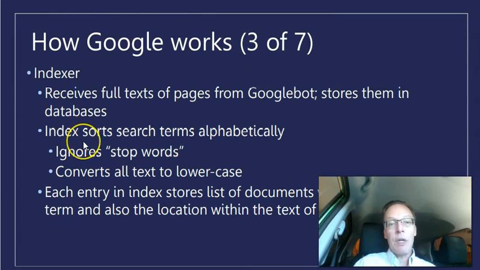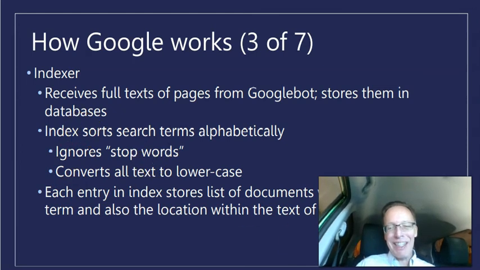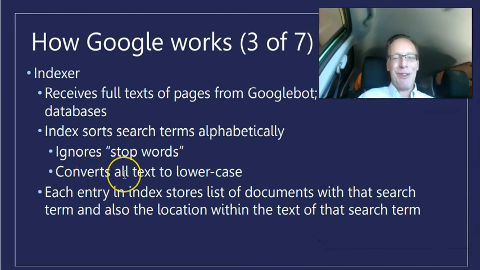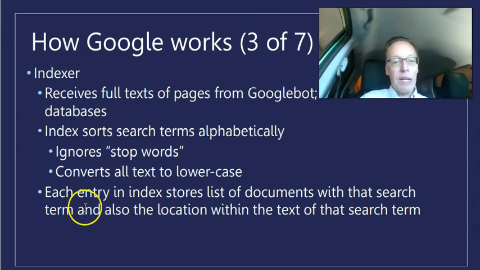This indexer sorts search items alphabetically, ignores stop words, and converts all text to lowercase. Again, a little bit of geekery, and I'm very happy to go into more detail about that, but as a business owner, I don't know that you have to know what a stop word is. Each entry in the index stores a list of documents containing that same search term, and also the location where it was found. So this is one of the most relevant parts to you as a business owner.